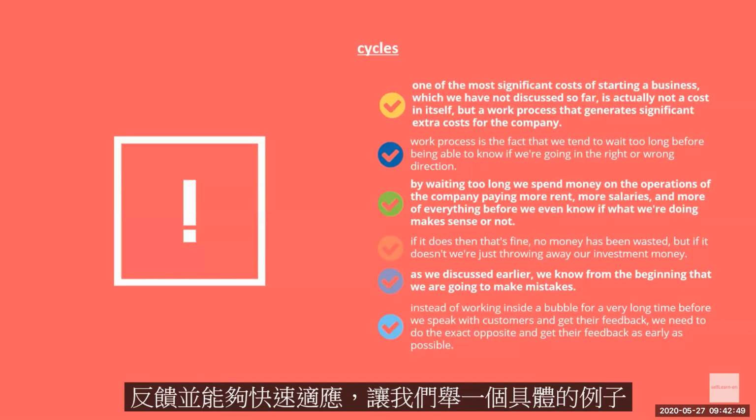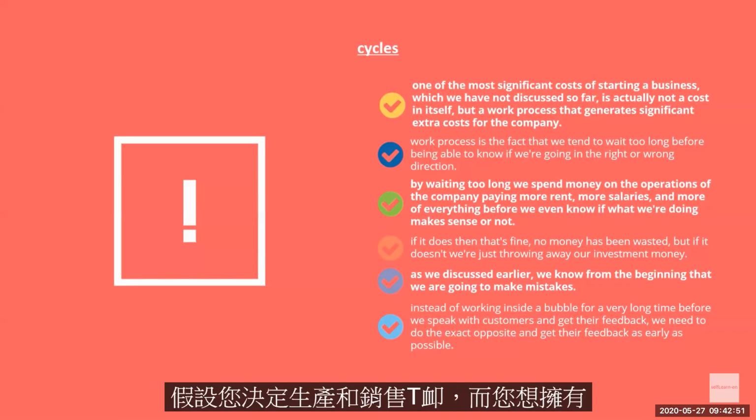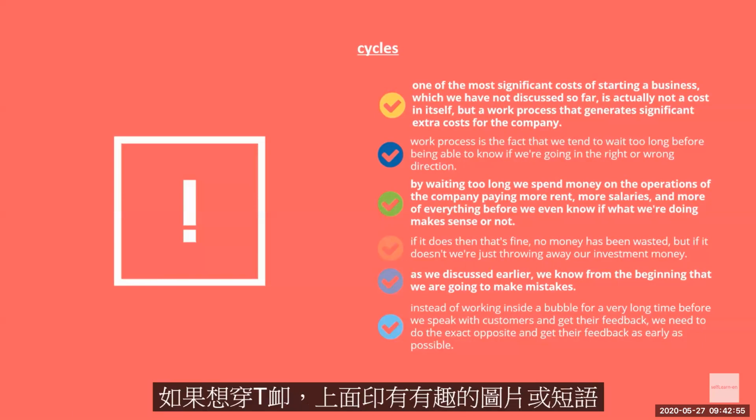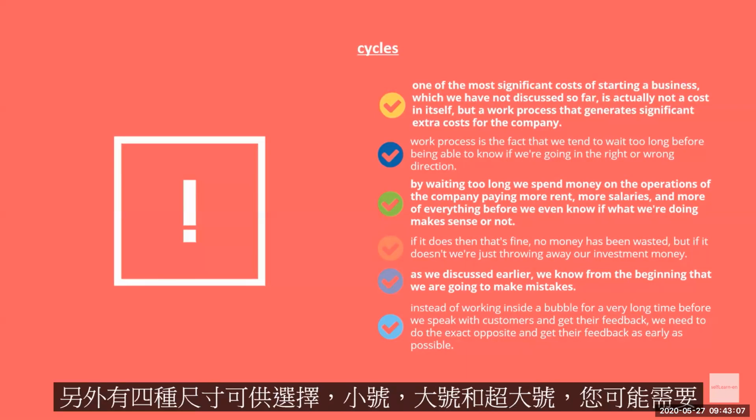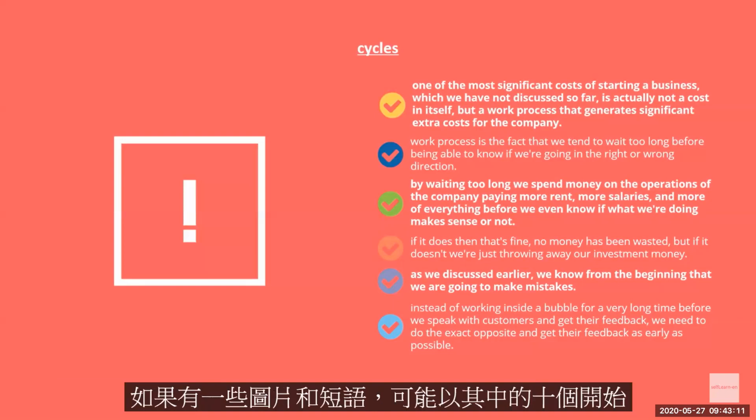Let's take a concrete example. Let's imagine you decide to produce and sell t-shirts, and you want to have those t-shirts with fun pictures or phrases on them. If you want to go into the t-shirt business, you probably will want to buy those t-shirts in different colors. Let's say 5 of them, for example. And the most common sizes. So that will be another 4 sizes for small, medium, large, and extra large. And you might want to have a few pictures and phrases to start with, maybe 10 of them.